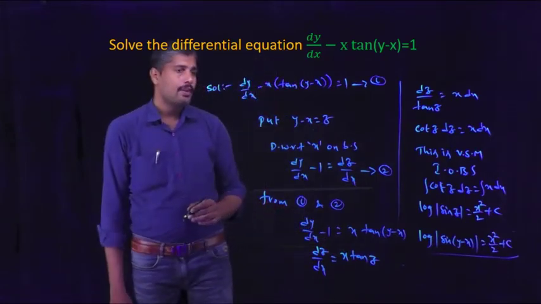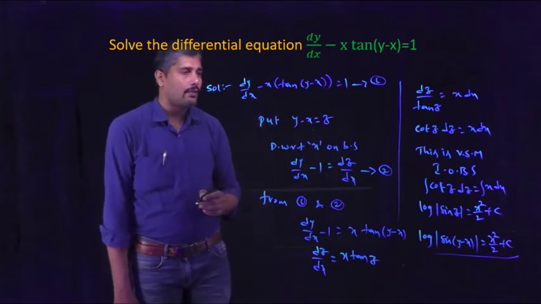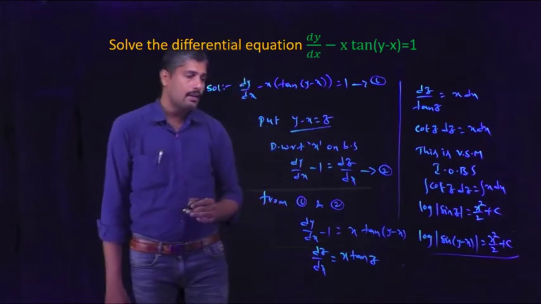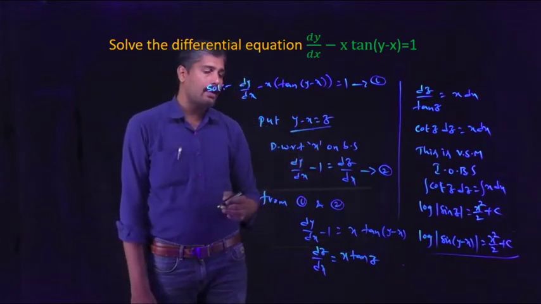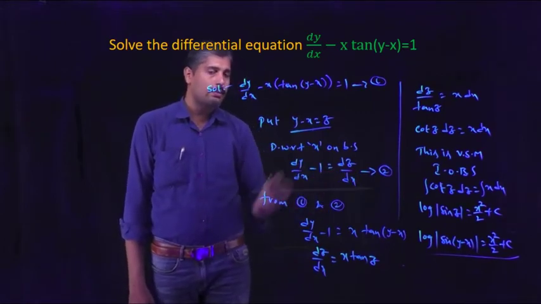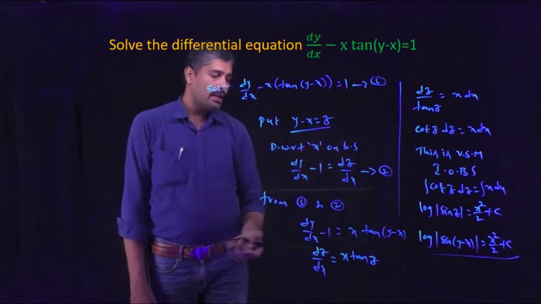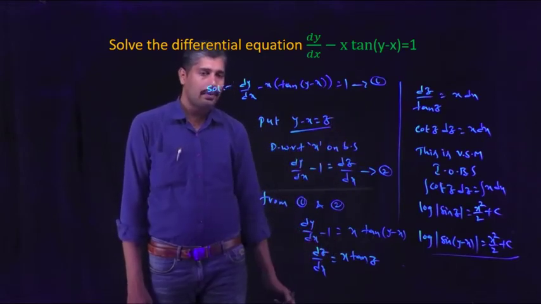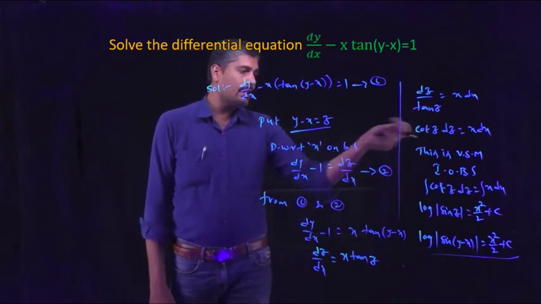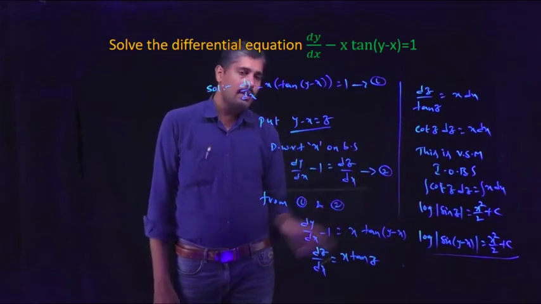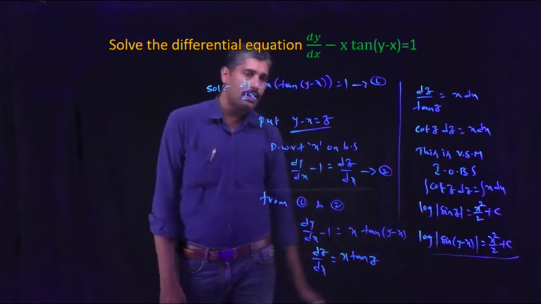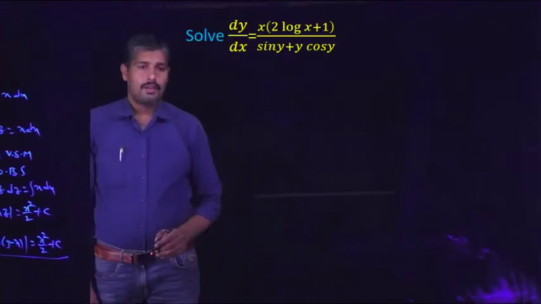See once again, dy by dx minus x into tan of (y minus x) equal to 1. Put y minus x equal to z. That is the main important step. Then take the derivative with respect to x on both sides. Then we get dy by dx minus 1 equal to dz by dx. From 1 and 2, removing the y term, we get it in terms of z and x. Then separating z terms and x terms, we know that integral cot z equals log of mod sin z. We take z equal to y minus x and substitute here. Then we get the solution of the differential equation.